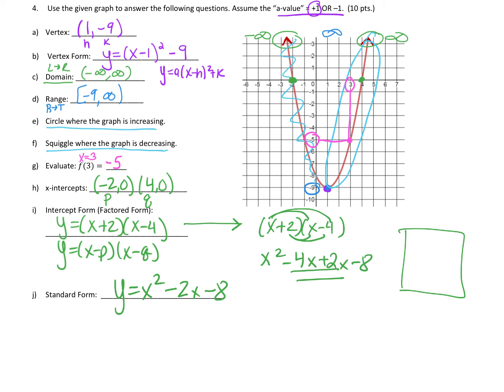The other option is you could do box method, and so I would put x plus 2, x minus 4, and you would get the same thing just in a box. And then if you combine the like terms in the middle, you would get the same thing we got over here.